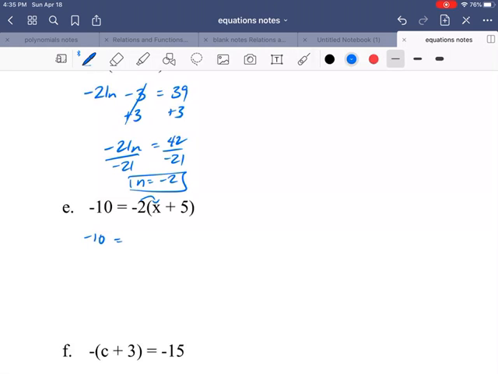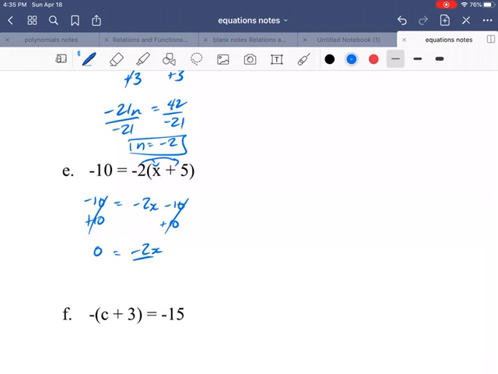Expand. So negative 2 times x is negative 2x. Negative 2 times positive 5 is negative 10. Add 10 to make a zero pair. And negative 2x equals 0. Well, if you divide by negative 2, 0 divided by negative 2 is still 0.